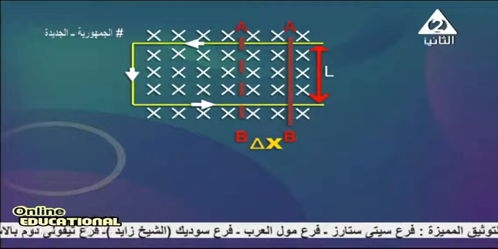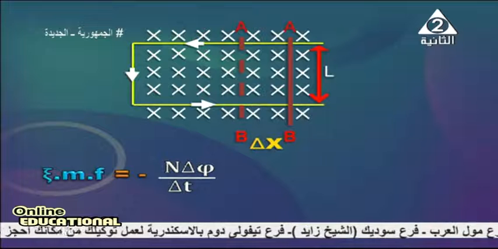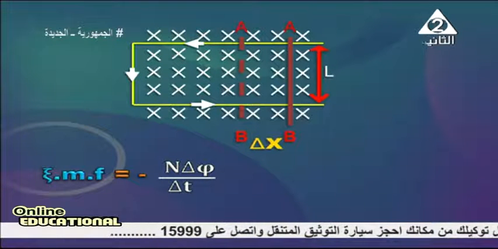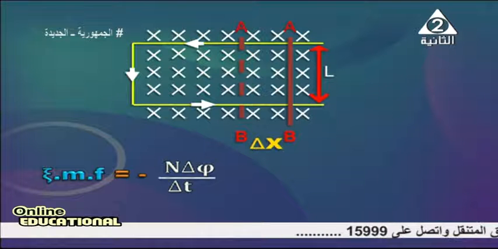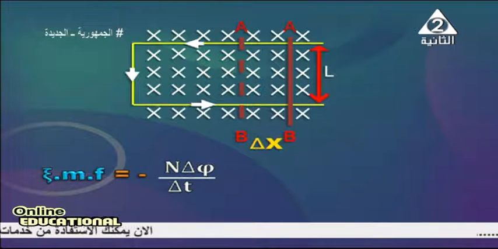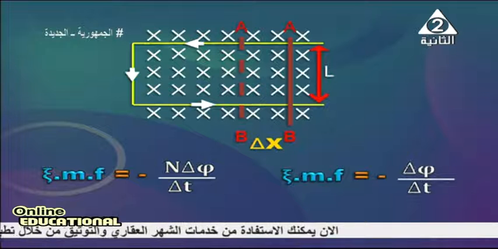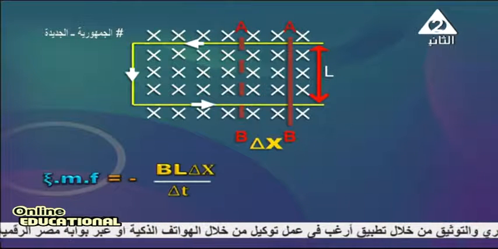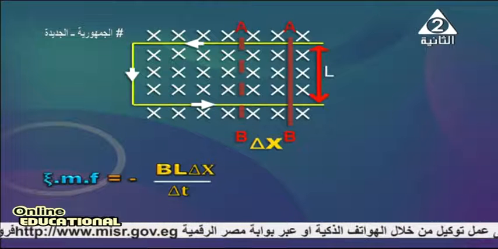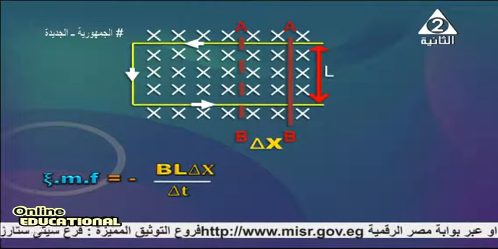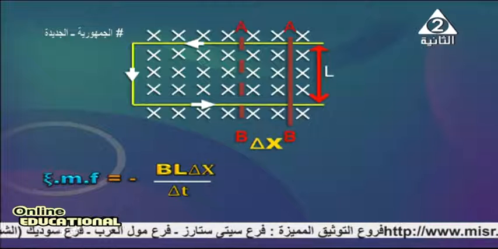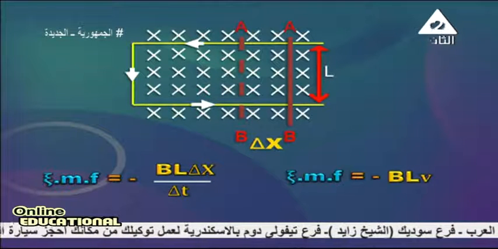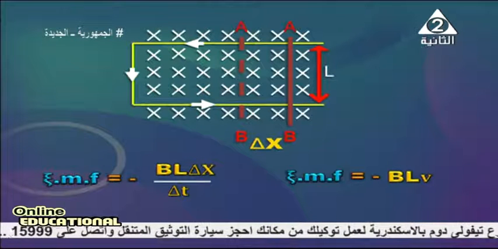Now we apply Faraday's law: EMF equals minus N delta phi over delta t, where the minus sign indicates Lenz's rule. We don't have any turns, so N is equal to 1. So EMF equals negative delta phi over delta t, where delta phi equals B L delta x. Delta x is a distance, and when distance is divided by time, it gives velocity. So the EMF induced in the wire equals minus B L V.